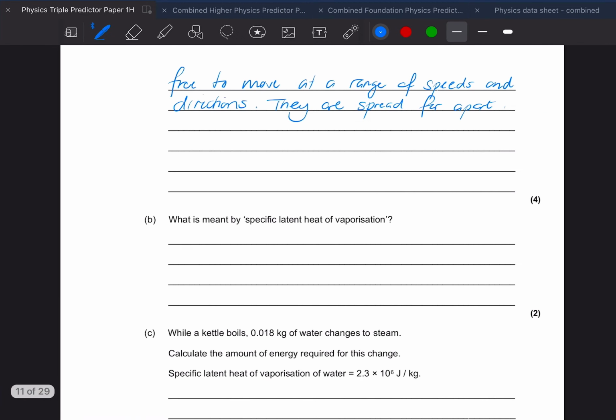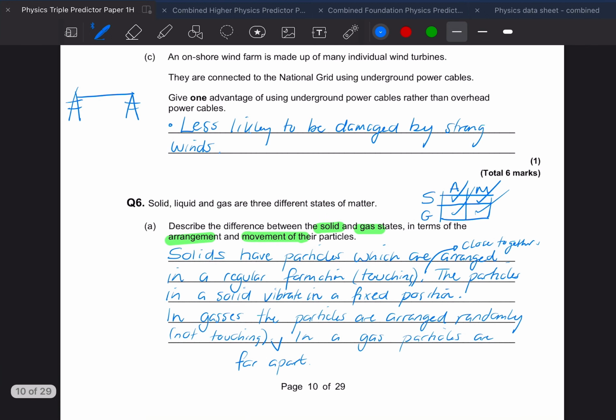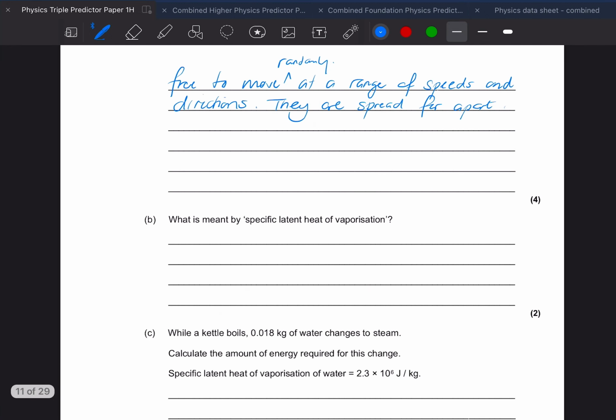In a gas, particles are free to move at a range of speeds and directions. Good, and we should obviously use the word to move randomly at a range of speeds and directions. I think that's tidied that answer up a little bit, and that's fine to correct it like that. The examiner will be okay with that.